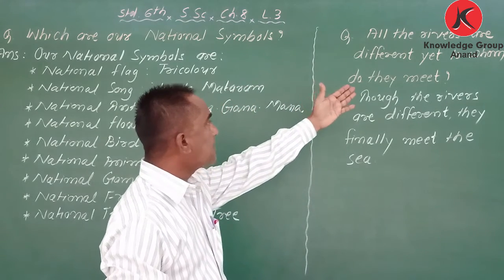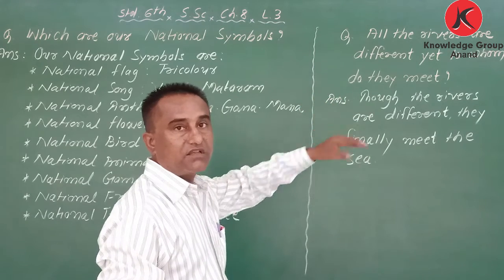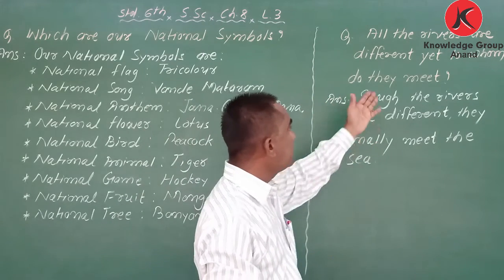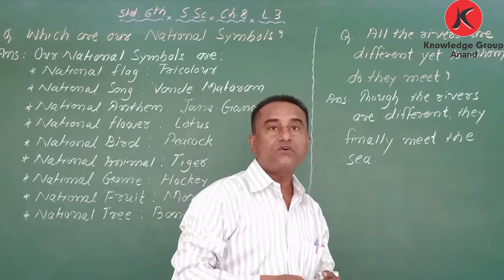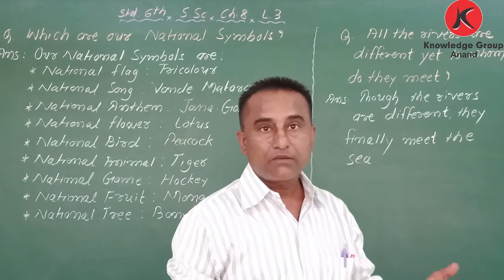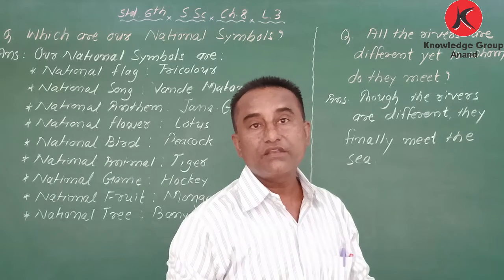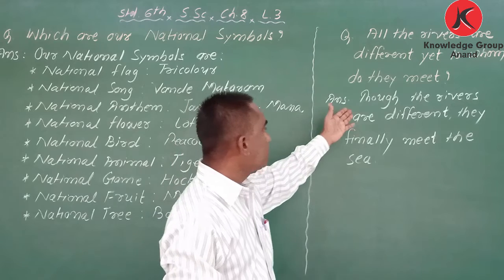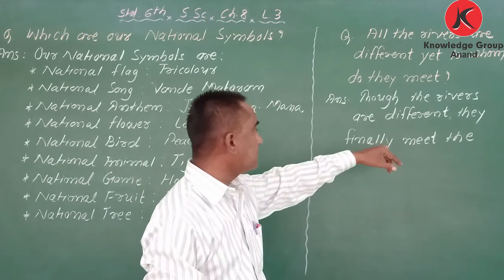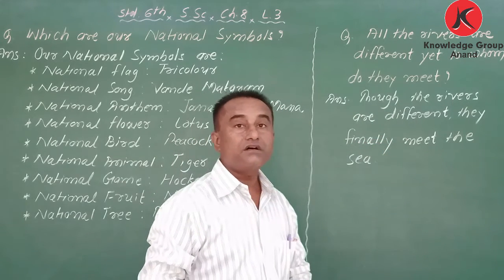All the rivers are different, yet whom do they meet? Though the origin of the river is different, but finally whom they meet? Yeah, correct, they meet the sea, sagar. Though the rivers are different, they finally meet the sea.